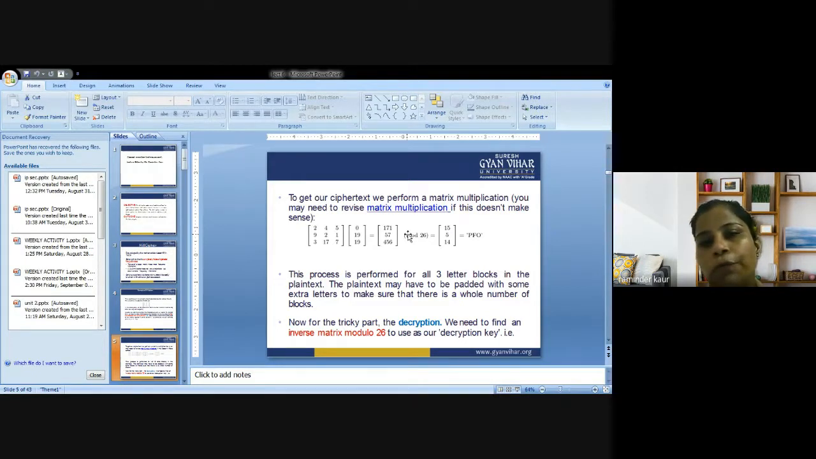It is equal to 57. Then 3 into 0 plus 17 into 19 plus 7 into 19, which is equal to 456. After getting the result, I am going to reduce the same with the help of modulo 26. 171 modulus of 26 is equal to 15. 57 modulus of 26 is equal to 5. 456 modulus of 26 is equal to 14.